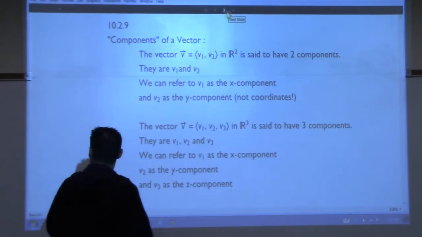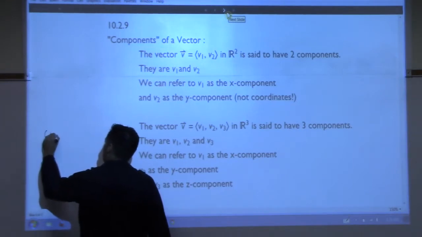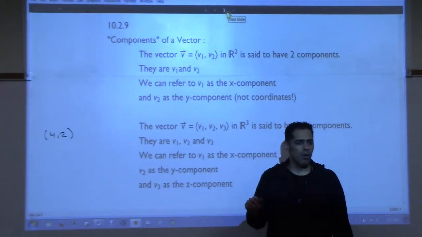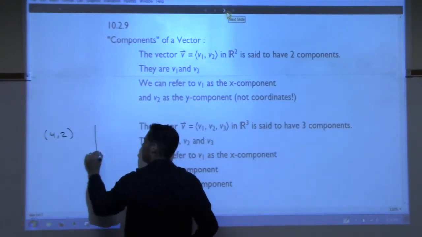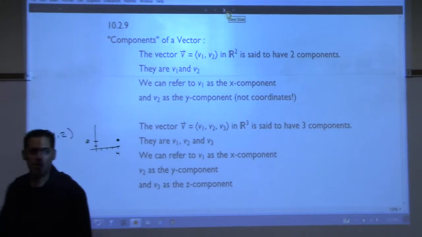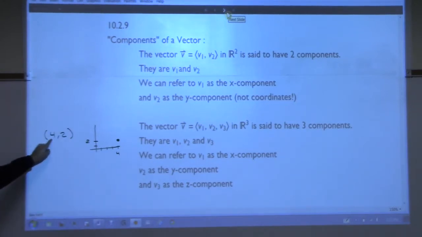All right, so if I were to write 4, 2 out here, and I were to say, hey, graph that, you would draw me a point, wouldn't you? You would draw me a point in two-dimensional space. You go 1, 2, 3, 4, you'd go up 1, 2, and you would have a point. The 4 would be called the x coordinate, and the 2 would be called the y coordinate.